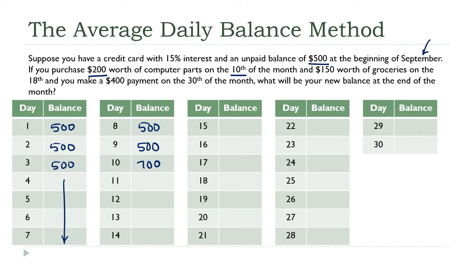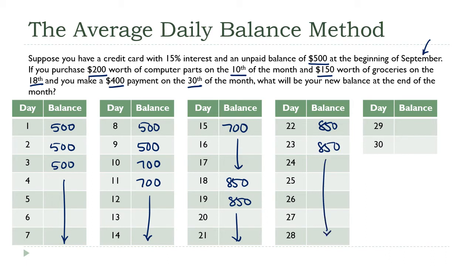And it's going to stay there until the 18th of the month when I make another purchase. So it's going to stay at $700 until the 18th when I buy $150 worth of groceries. At this point, it goes up to $850. And it's going to stay there until the 30th when I finally make a payment. So it's going to stay $850. Then on the 30th of the month, I make a $400 payment, and it drops down to $450.